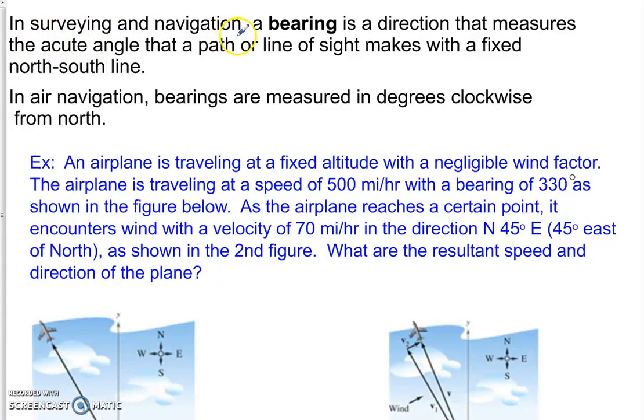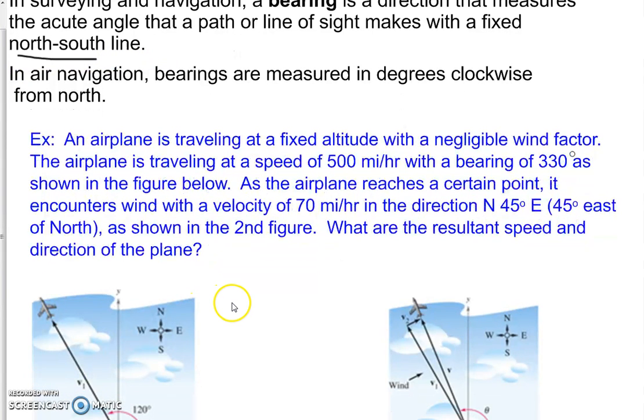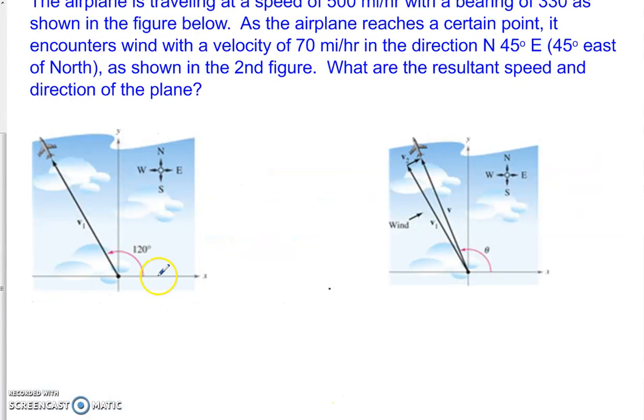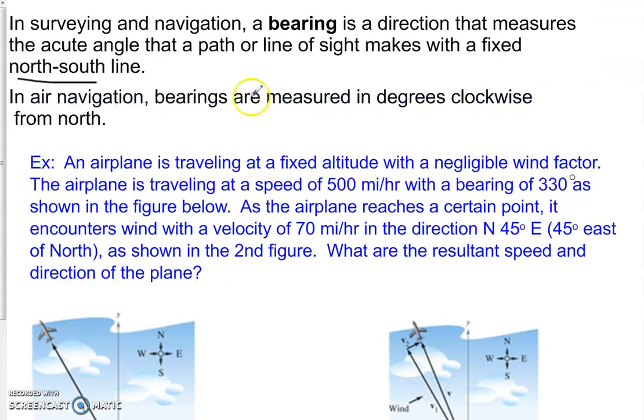So anyway, in surveying and navigation, a bearing is a direction that measures the acute angle that a path or straight line has with a fixed north-south line. Now this is different. Most of the time we think about, if I looked at my picture down here, the angle that we oftentimes consider is what it makes with the x-axis. But right here we're saying the bearing depends on a north-south line. So we're going to have to consider that in this case.